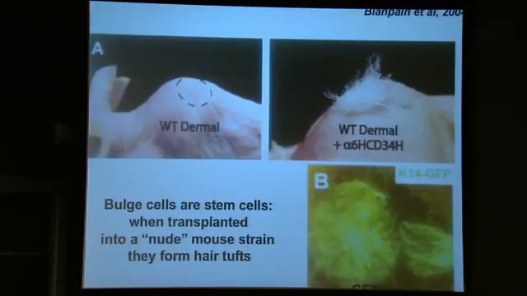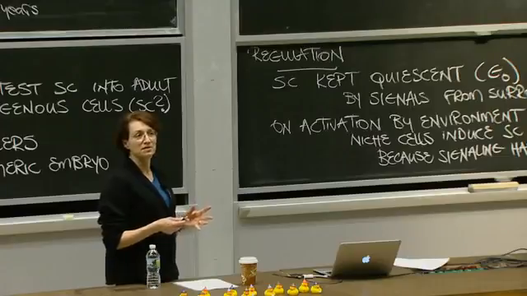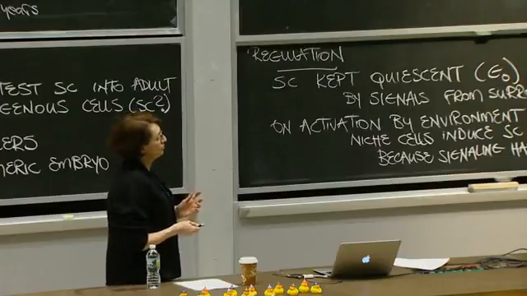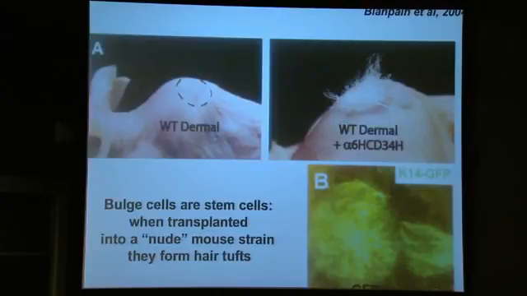There's a kind of mouse called a nude mouse that has a very bad immune system, so it's useful for immune system experiments, but it also has no hair. And you can do a transplant into this mouse of these bulge cells, and you get little tufts of hair growing where the rest of the mouse is nude. And you've done a careful experiment where you've labeled the cells you've transplanted so that you can show that they actually came from the transplanted tissue and not from the nude mouse tissue. You can do that because you label them with GFP and they're green. So there's the green hair, and it shows you that these bulge cells are stem cells.